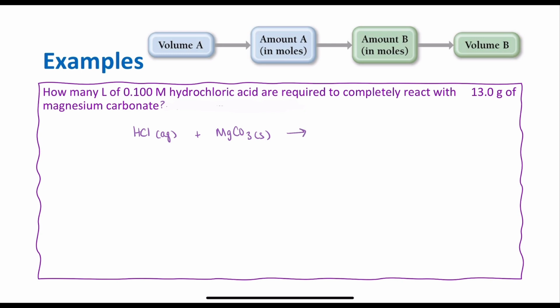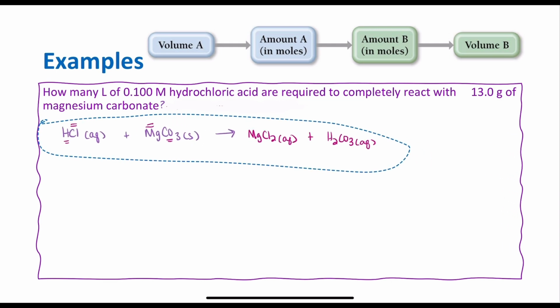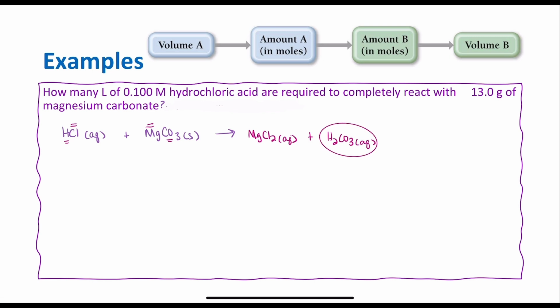When I look at this, I immediately think double displacement reaction because I've got a cation and anion on each side. So I'm going to swap my cations and my anions. This gives me magnesium chloride, which is aqueous, and carbonic acid, which is also aqueous. But I need to recognize that this will decompose to form a gas. This is a double displacement reaction that results in a gas production. So my actual products here are magnesium chloride, water, and CO2, or carbon dioxide gas.